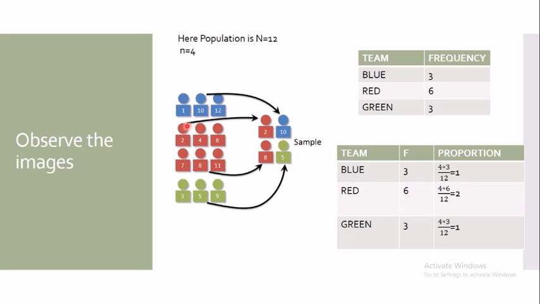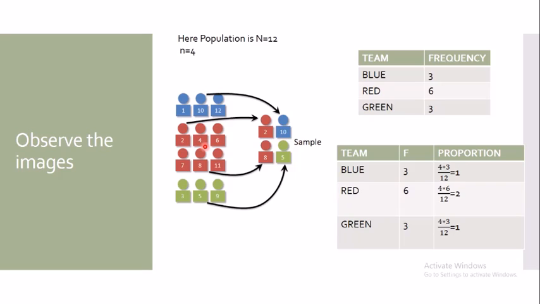So now here I am grouping them based on their team color. This is team blue, this is team red, and this is team green. In team blue and team green, you can see that there are only 3 members, whereas in red there are 6 members. So the number of members in each group or strata is not the same. In a table you write down the team and the frequency, or the number of members in each team. Fine. Now you have to select individuals or units from each group.